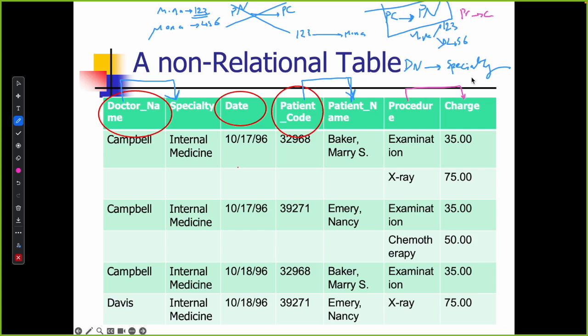What if two procedures had the same charge? Then there is no transitive dependency, because then procedure cannot uniquely identify the charge. For example, if each procedure, let's say examination, has only one cost, then there is a dependency, right? Because if I tell you examination, you can tell me it's $35. If I say X-ray, you can tell me it's $75, right?